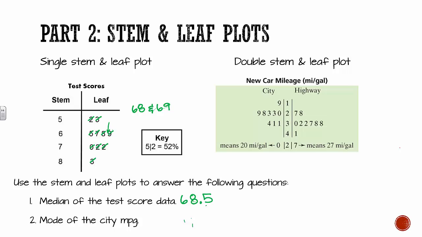So right in between those two numbers would be 68.5. Find the average. And then the mode of the city miles per gallon. So if we're looking at city miles per gallon, we're just in this column right here. Which number appears the most? Well, we have this and this that both appear twice. So that means 23 and 31 both appear the most.